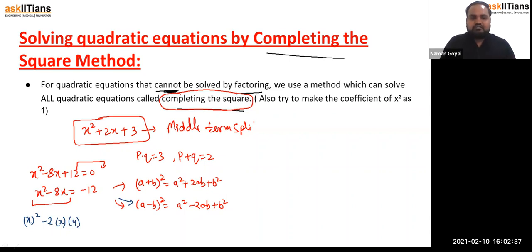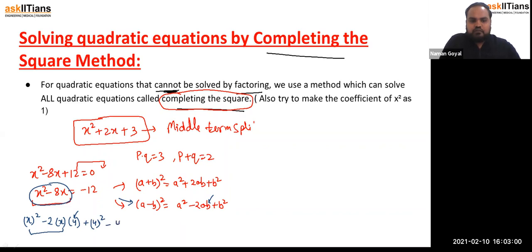If you see, minus 2 into 4 is minus 8 and x is there. So this quantity is balanced with this quantity. Now the next step is what we have to do. We have to add the square of this quantity. The square of this number, b square, is there, so we have to add this.